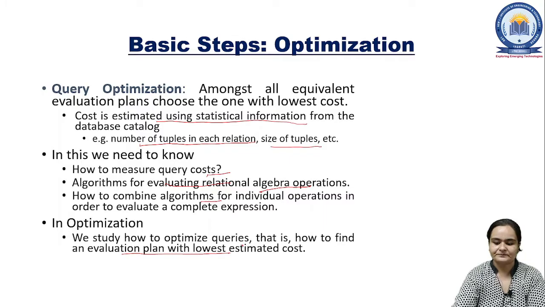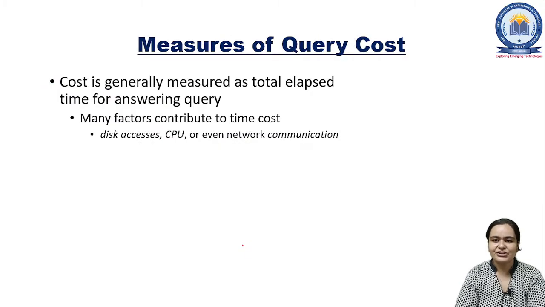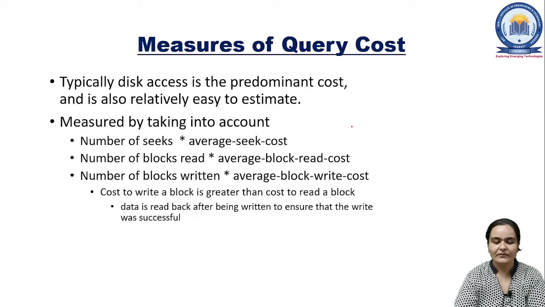What is the measure of the query cost? The cost is generally measured in terms of total elapsed time for answering a particular query. There are many factors that contribute to the time required for a query to execute, including disk access, CPU, or even network communication. Typically, disk access is the predominant cost and is also relatively easy to estimate.